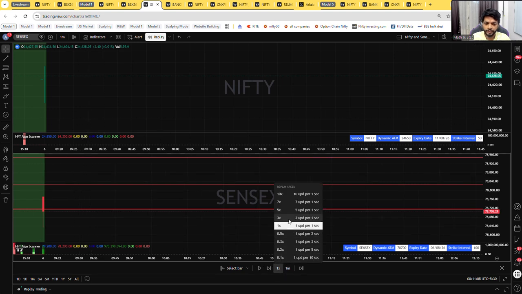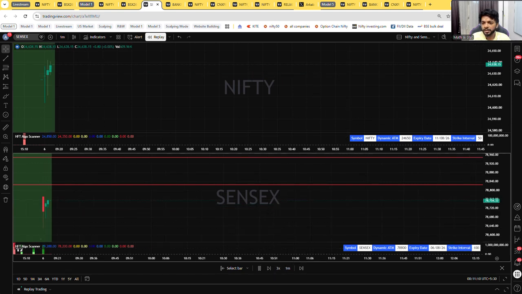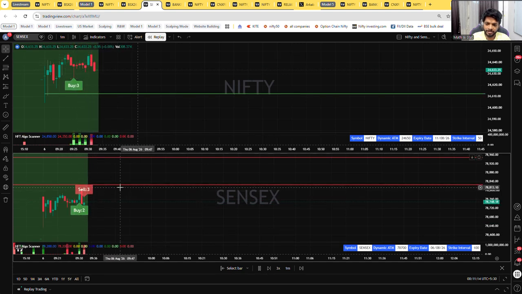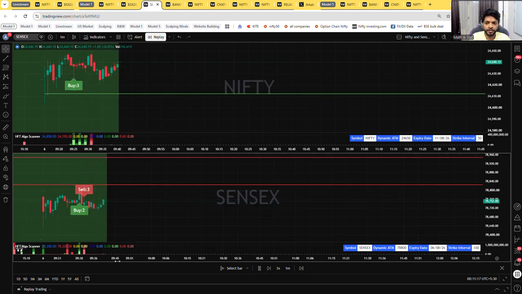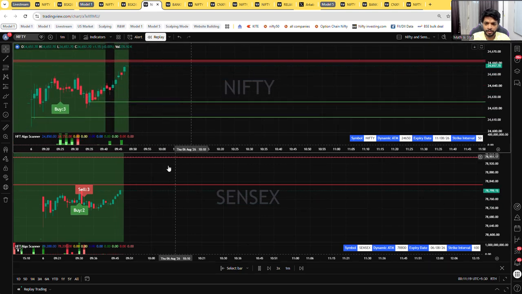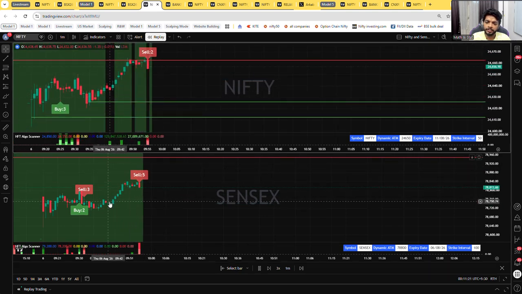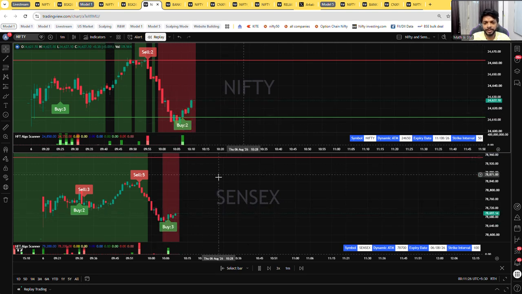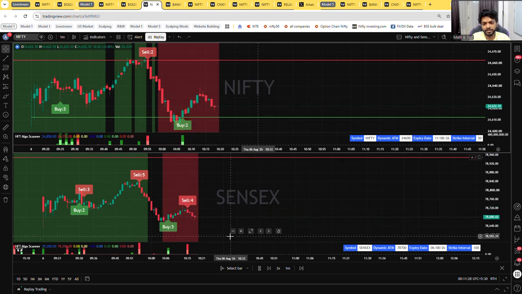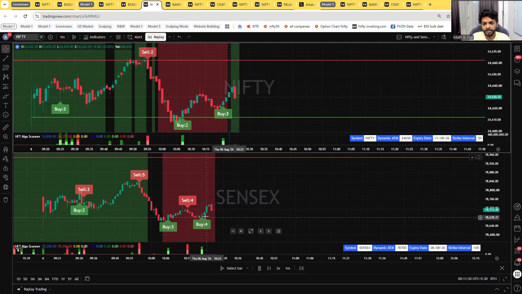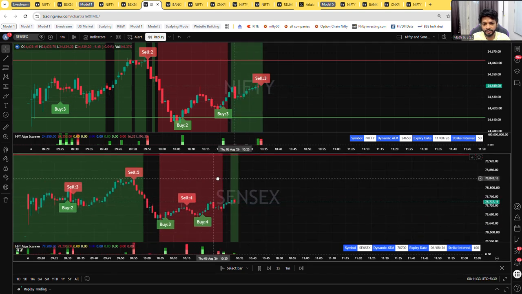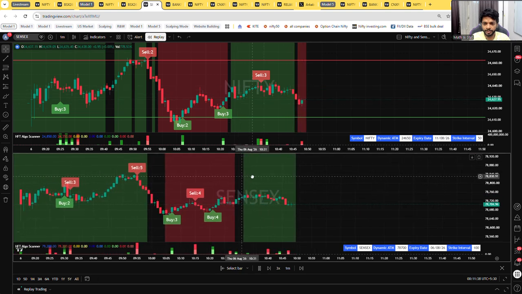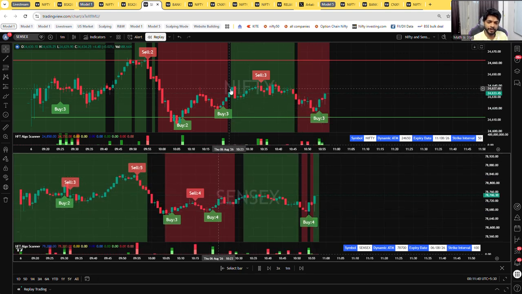So let's have it on 3x. You'll understand, here also we had the resistance of Sensex as well. All these resistance and support lines are also printed by the HFT indicator, and they are dynamic. So as you can beautifully see, whenever I say that we have similar signals in both, it's a good sign, and you can very well see that.